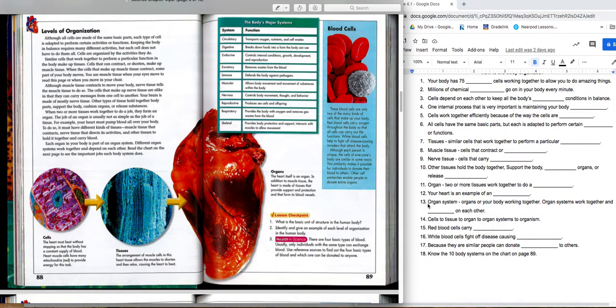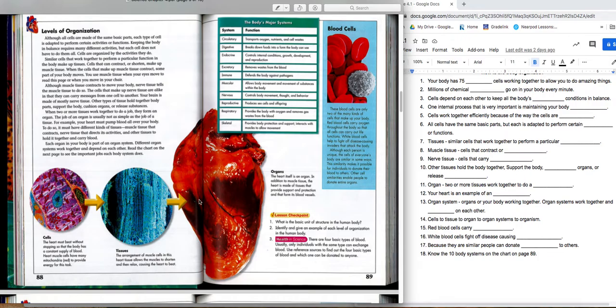Let's get 13. It says organ systems are organs of your body working together. Organ systems work together and they also depend on each other. So as I was talking about the heart, guys, you can see how it's part of all kinds of different things. I need my circulatory system, it needs the blood, but it depends on the respiratory system putting the oxygen in the blood, which also goes along with my immune system with the white blood cells fighting off diseases. So they depend on each other. They're all in balance, constantly doing these things without you or me ever thinking about them.